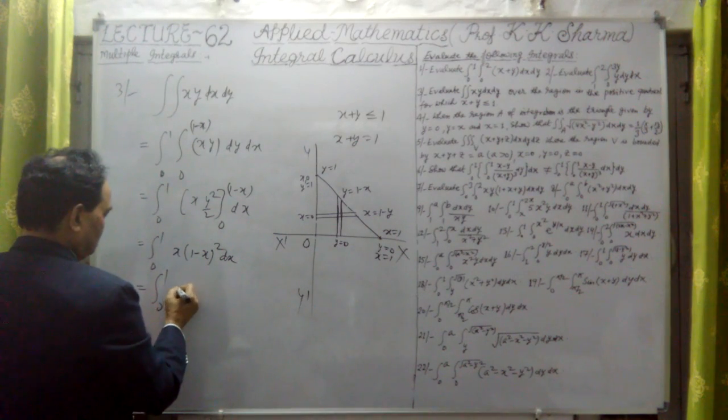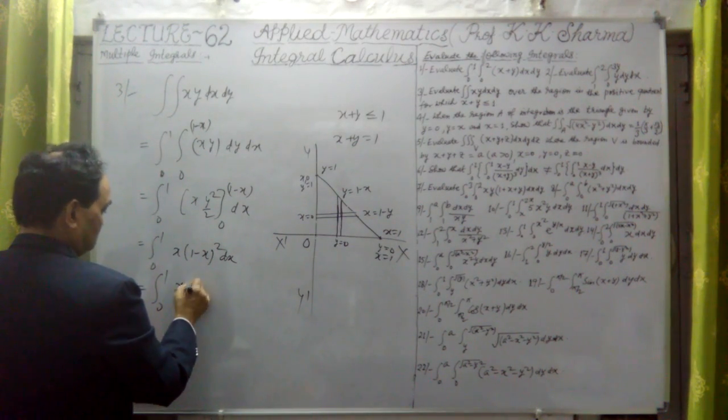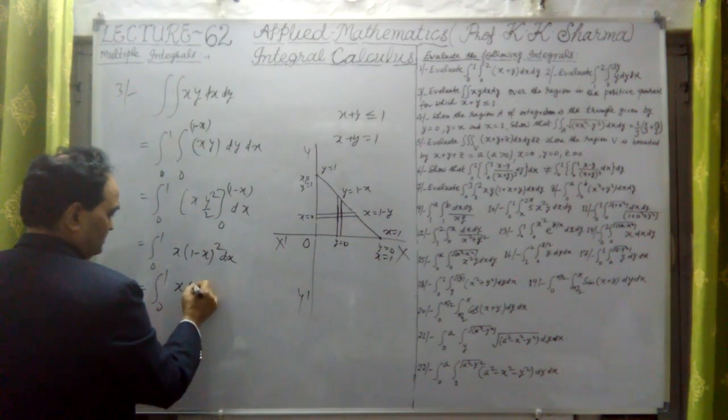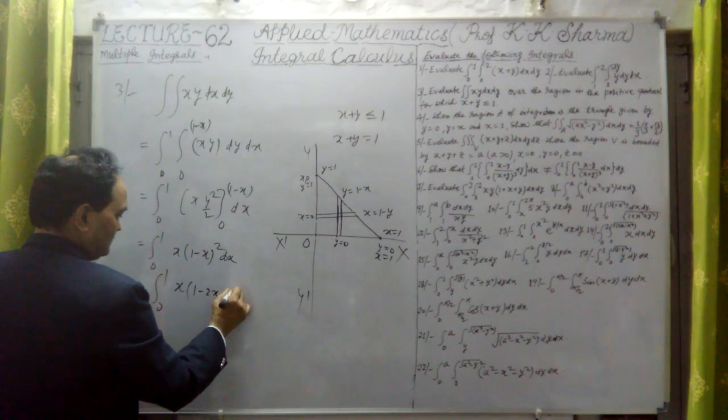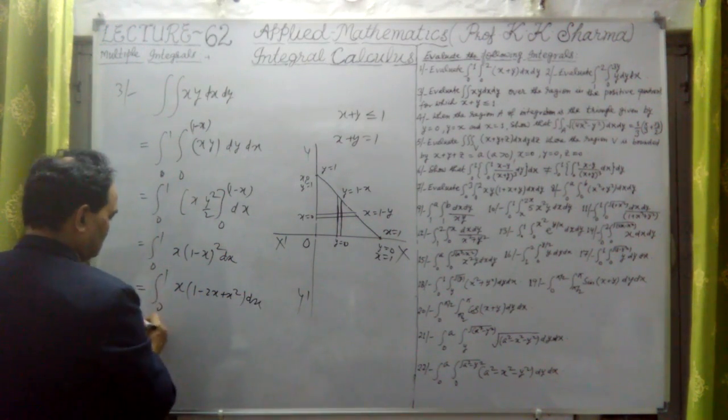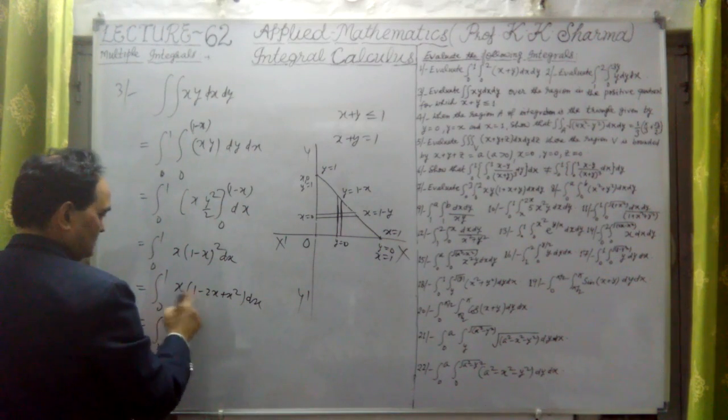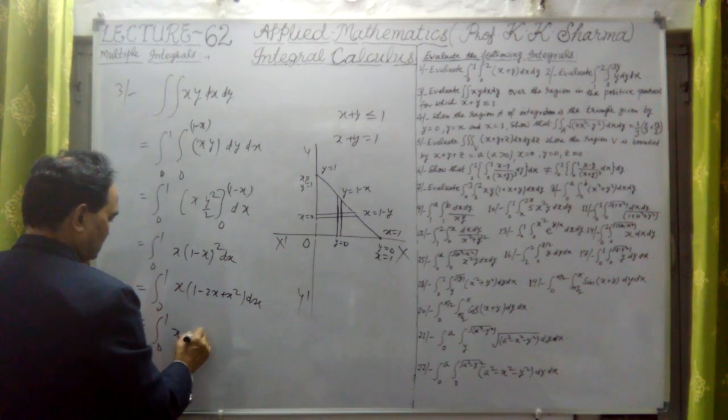Now let me first open this, from 0 to 1. Now the integration of this will be, sorry, let me open this. This is 1 minus twice x plus x square, into dx. Now if I multiply, this is x minus twice x squared.